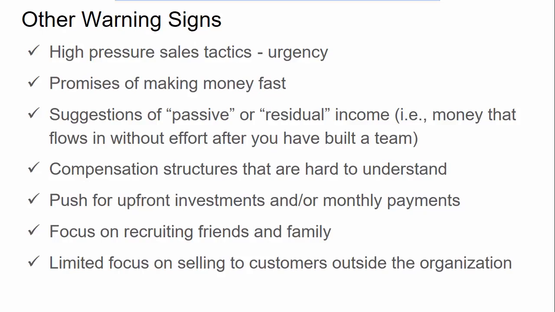Other warning signs of pyramid scheme fraud include high-pressure sales tactics, a sense of urgency to get in, promises of making money fast, or promises of passive or residual income, money that you will make in the long run with little or no effort. Compensation structures that are hard to understand, push for upfront investments, or monthly or periodic payments, a focus on recruiting your friends and family, and again, the essence, a limited focus on selling to consumers outside the organization, and instead focus on recruiting or building your sales or recruitment team.